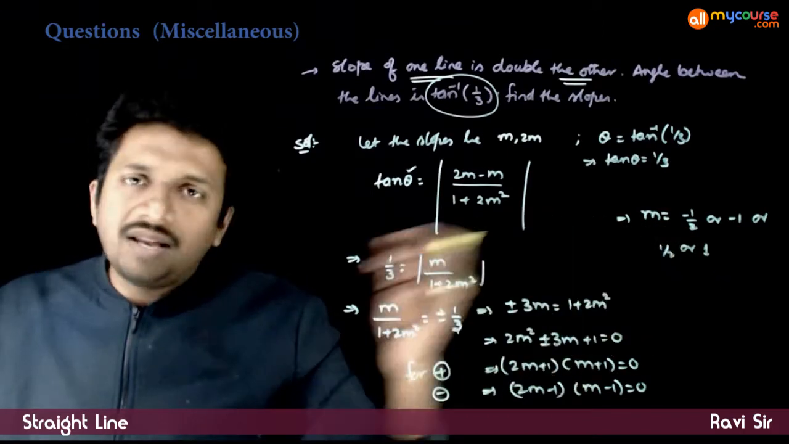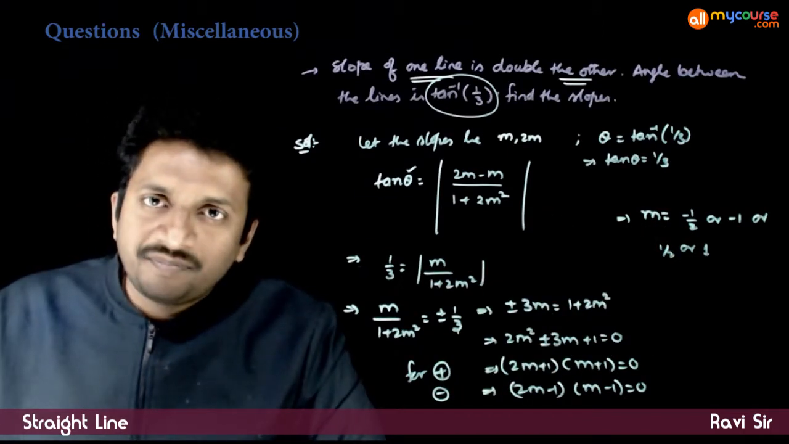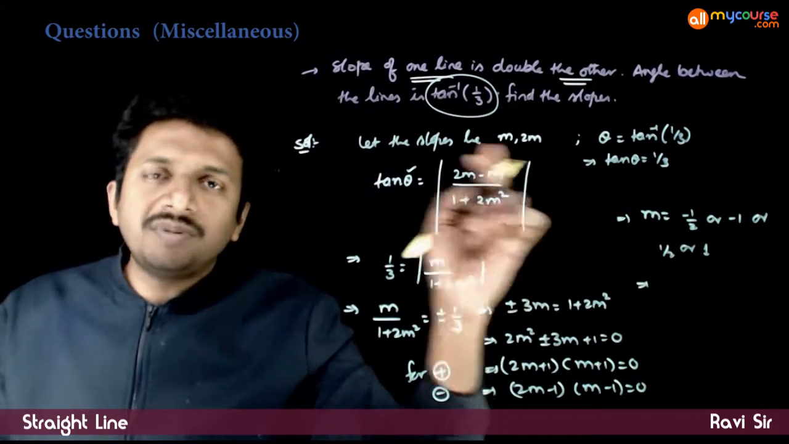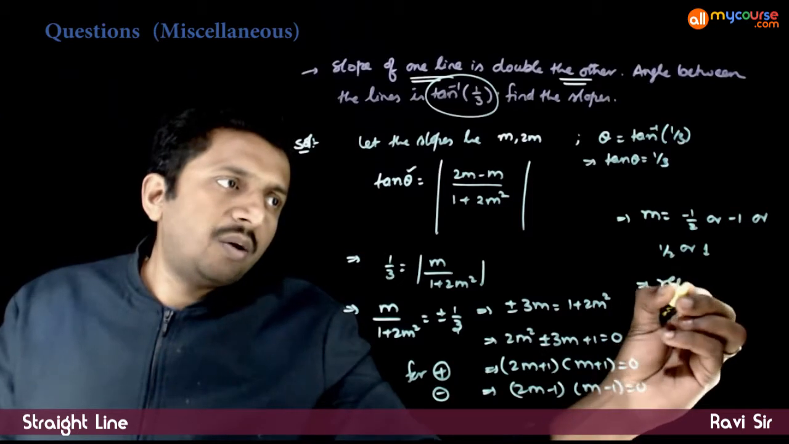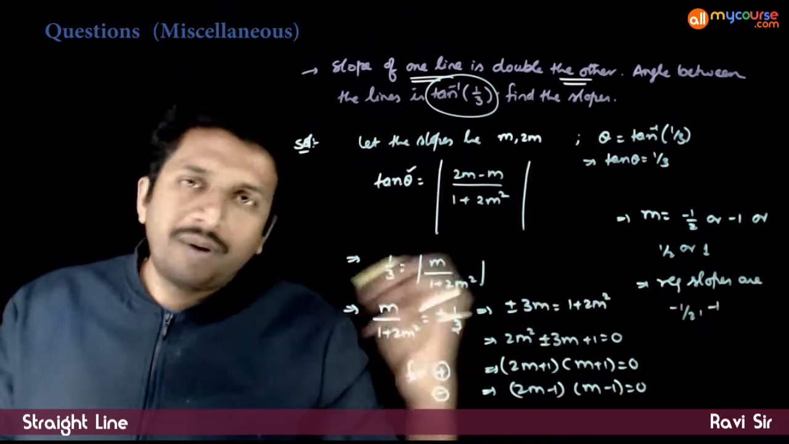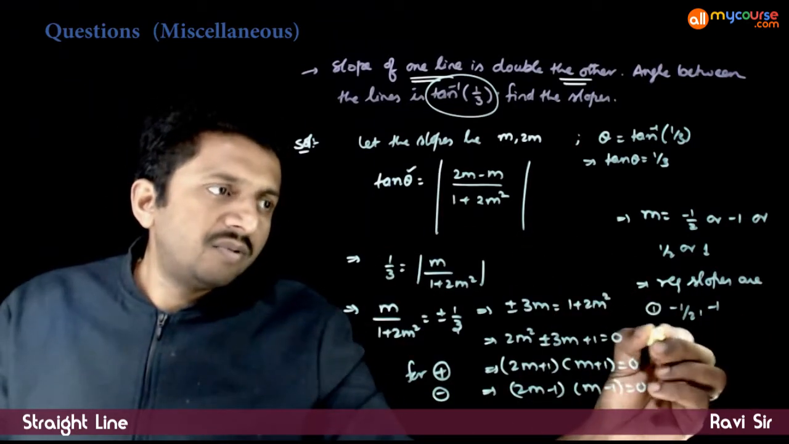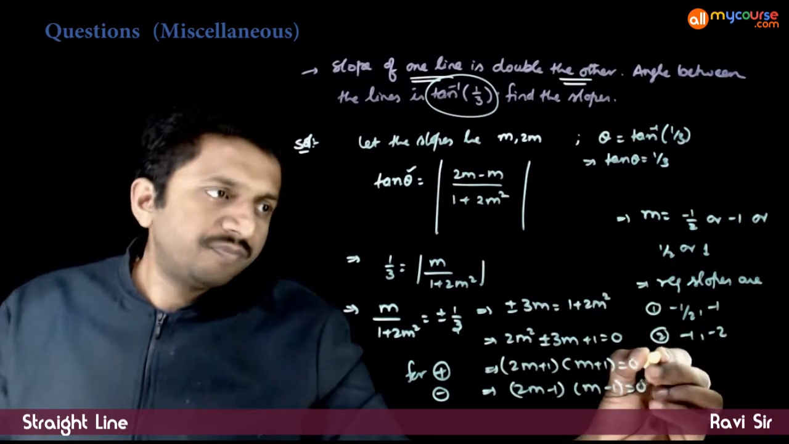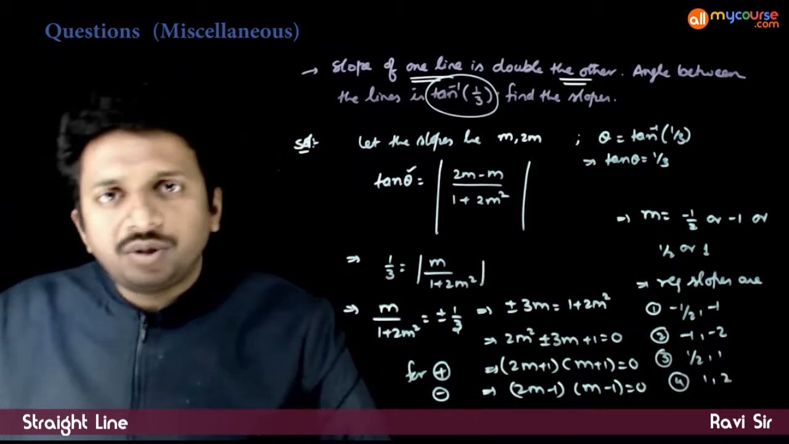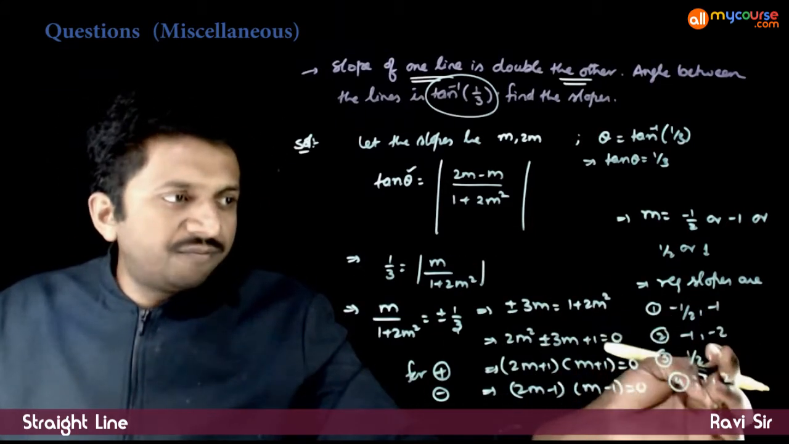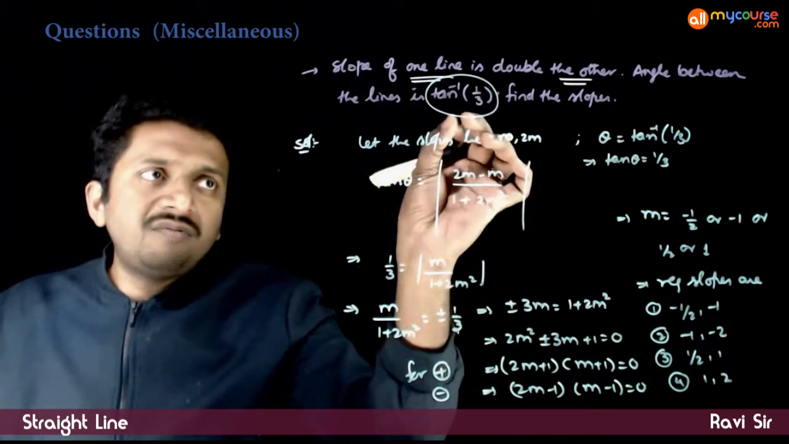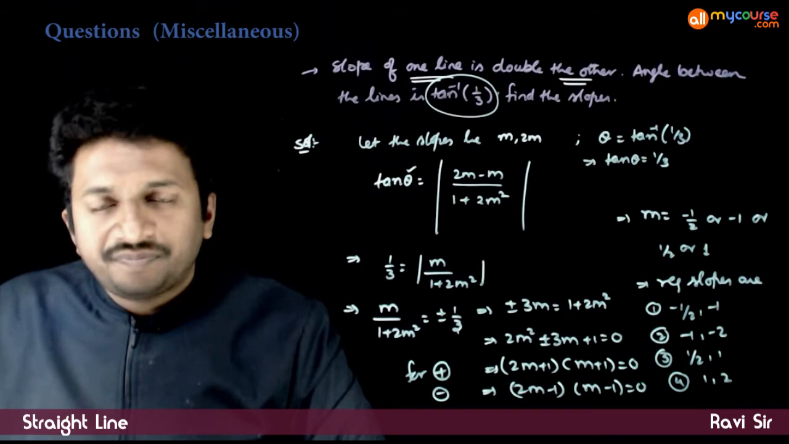You have 4 different values of m which are possible. So this implies if m is minus half, 2m is equal to minus 1. The required slopes are minus 1 by 2 comma minus 1, minus 1 comma minus 2, half comma 1, and 1 comma 2. So these are the 4 possible values of the slopes which satisfy this condition. Thank you.